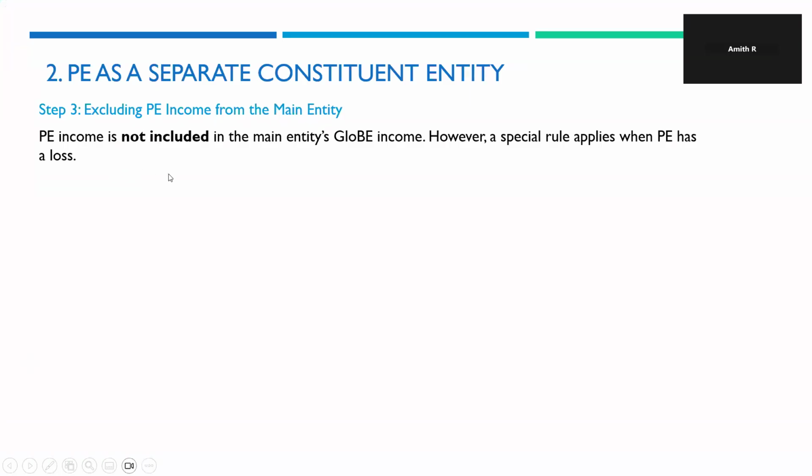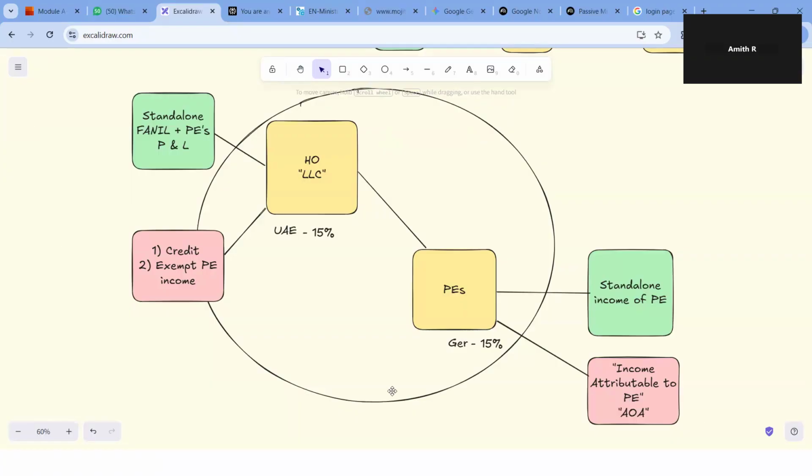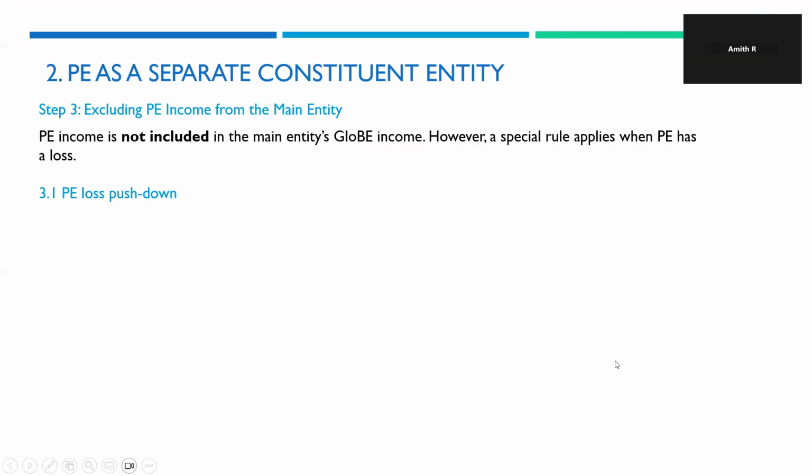Now things are a little bit different if it is a loss. If it is an income, then you can straight away deduct it from the HO's books. But if income attributable to PE is a loss, then there is a PE loss push down technique. I'll tell you why it is done also.